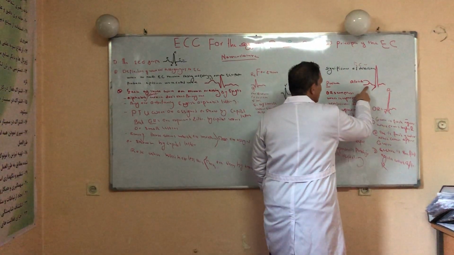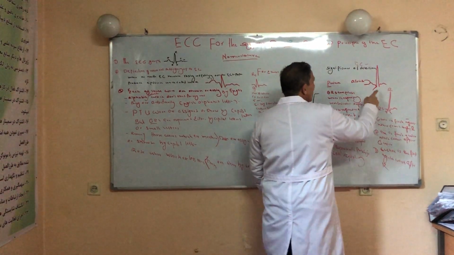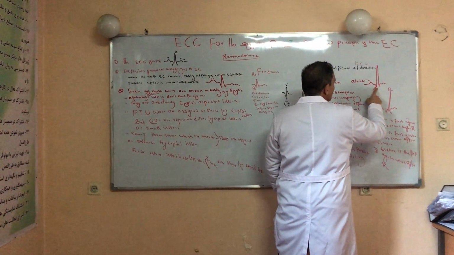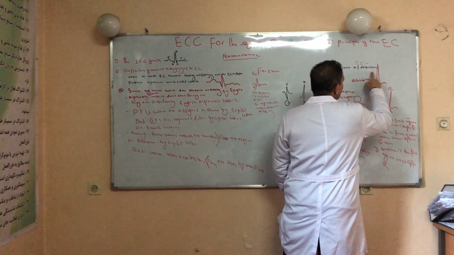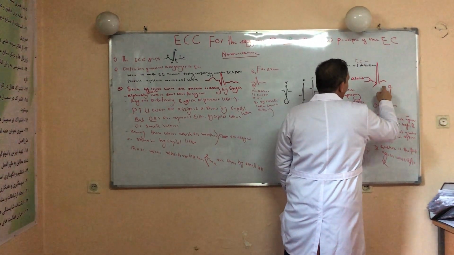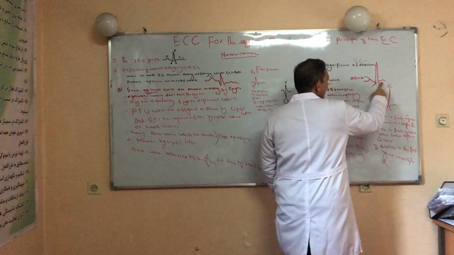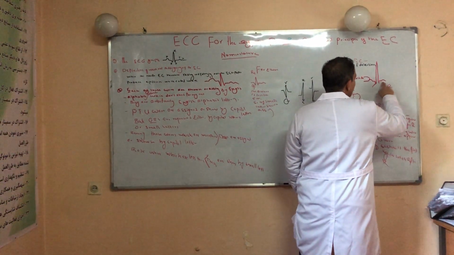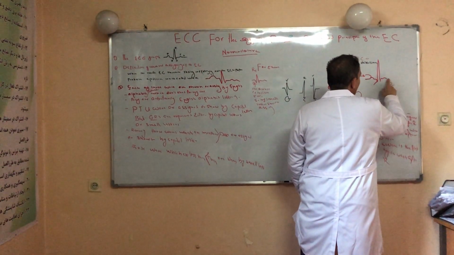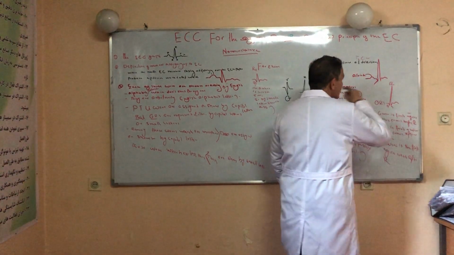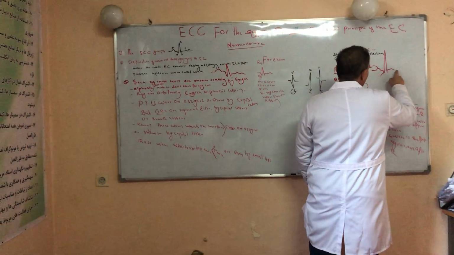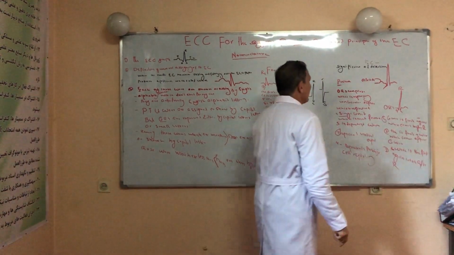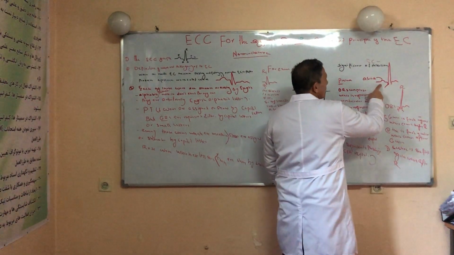The P wave represents atrial depolarization. The Q wave represents septal ventricular depolarization. The R wave represents free ventricular wall depolarization. And the S wave represents the ventricular depolarization. And if we have a U wave, this U wave represents the Purkinje fibers.